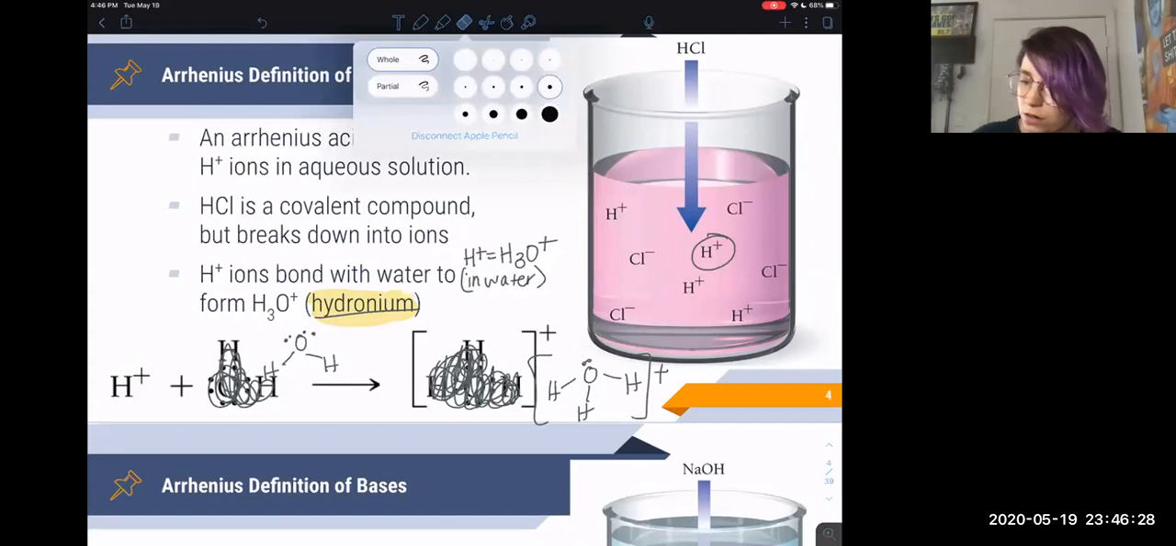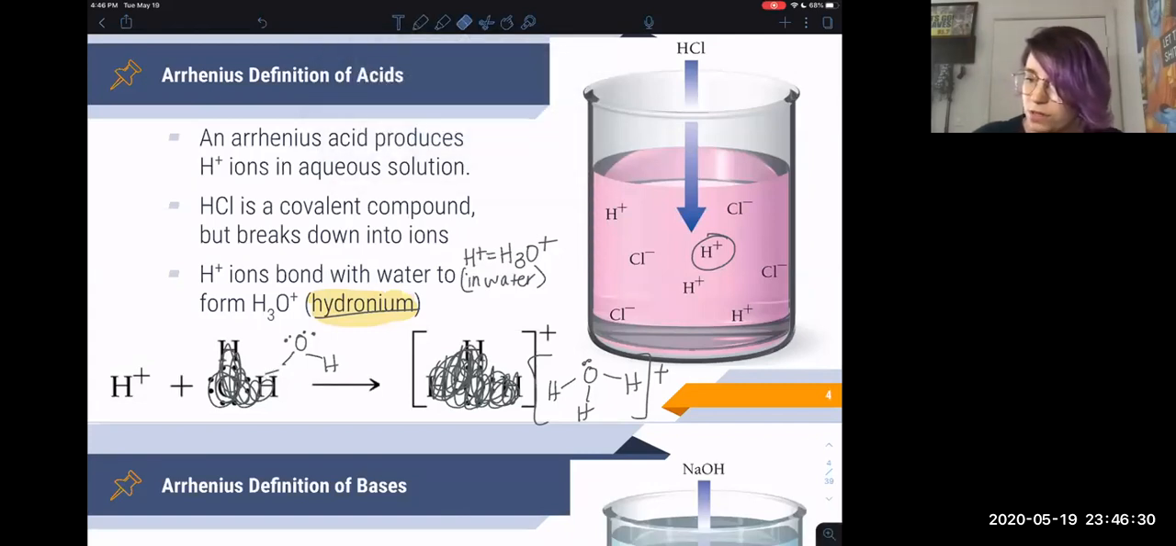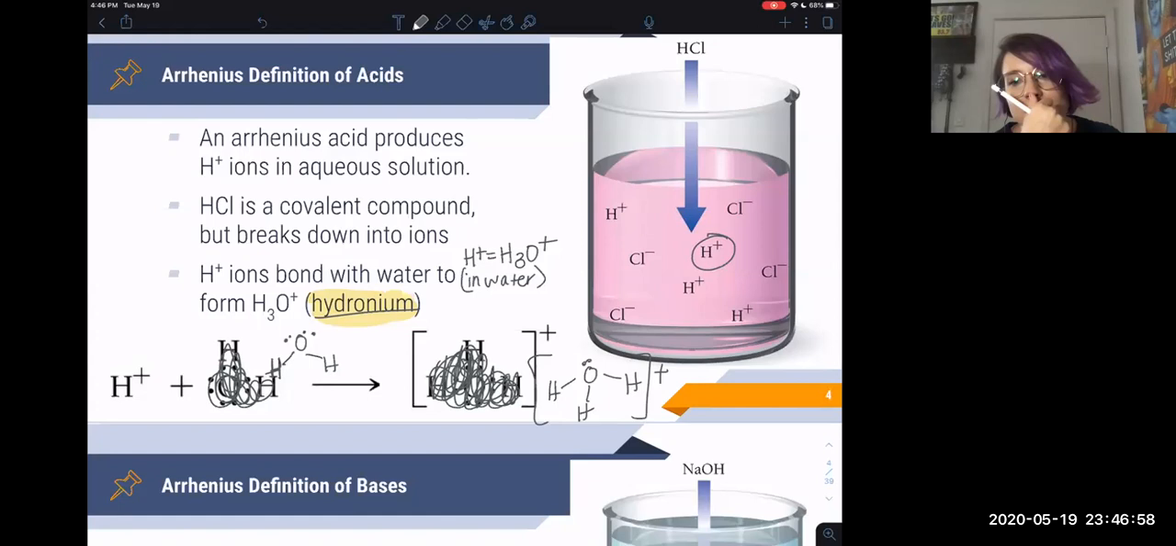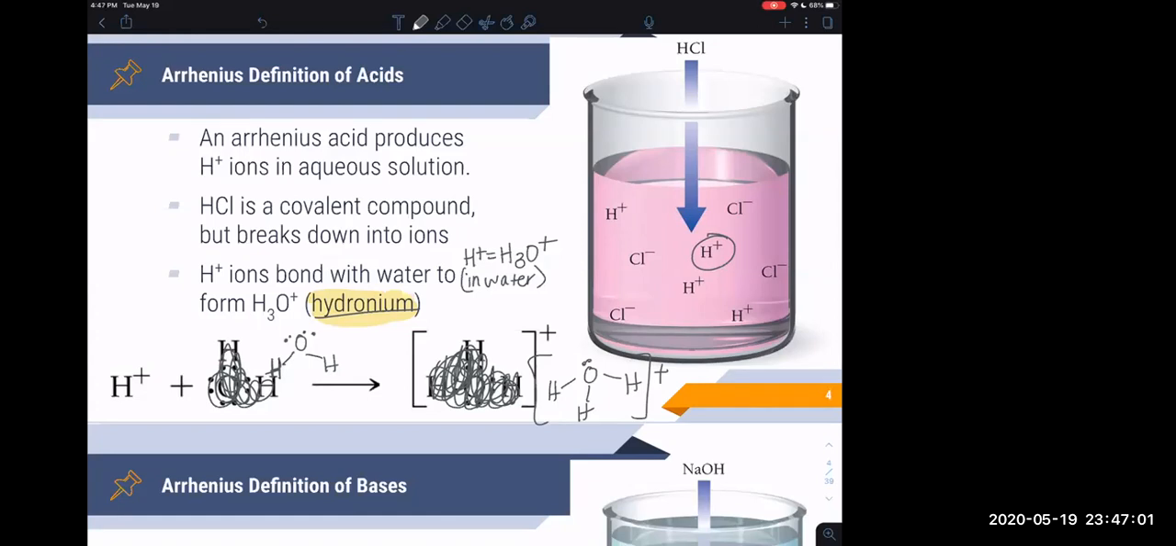Okay, why does this happen? So let's say we have water and we stick some H+ in that water. Why does the water want to grab that H+? Help me out. Faster y'all throw out guesses, the faster this class goes. Wyatt, what do you think? Why does the water want to grab the H+?